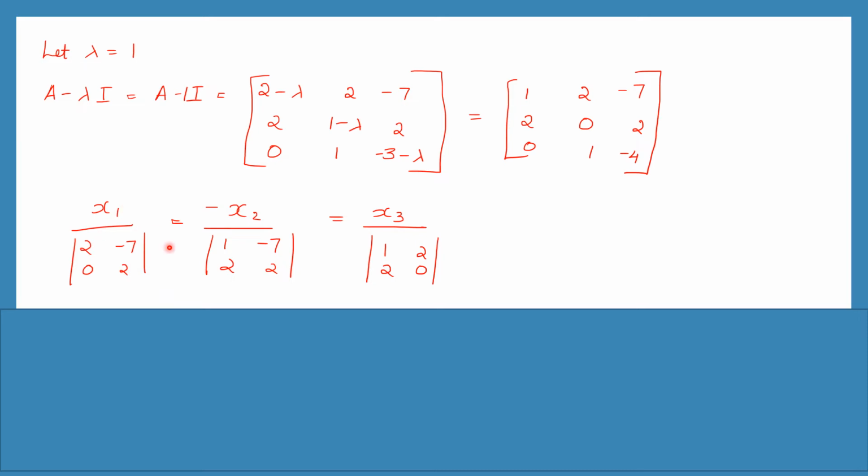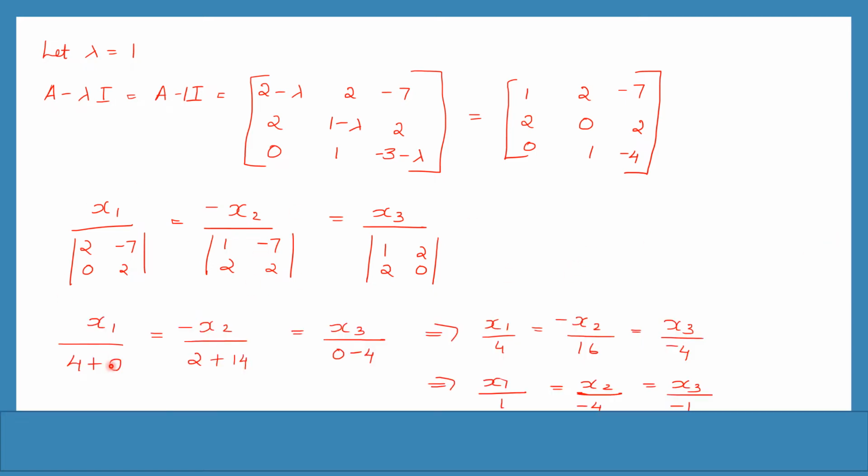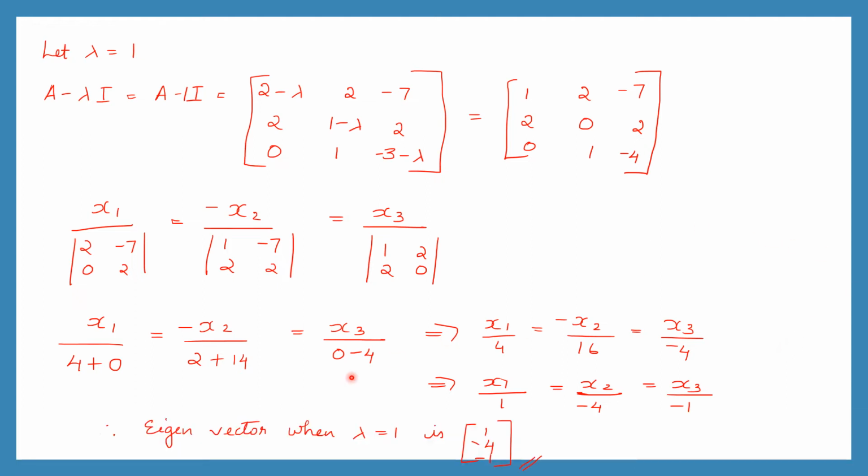So we obtain different determinants for the denominator values. In the next step, we have to evaluate the denominator determinants. So the answer is x1 by 4 equal to x2 by 6 minus x2 by 16 is equal to x3 by minus 4. So we are having a 4 common. So we divide the corresponding statement by 4. So it will become x1 by 1 equal to x2 by minus 4 equal to x3 by minus 1. So our eigenvector when lambda equal to 1 is 1 minus 4 minus 1. So we obtained the first eigenvector.